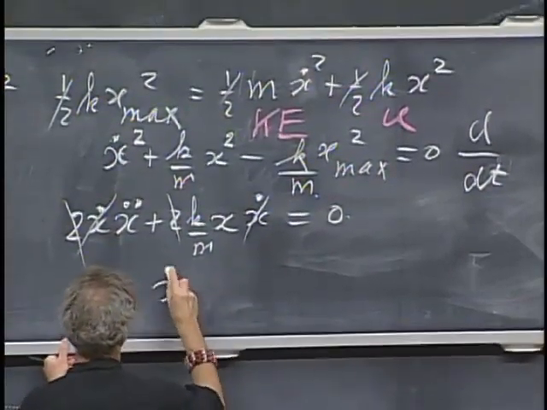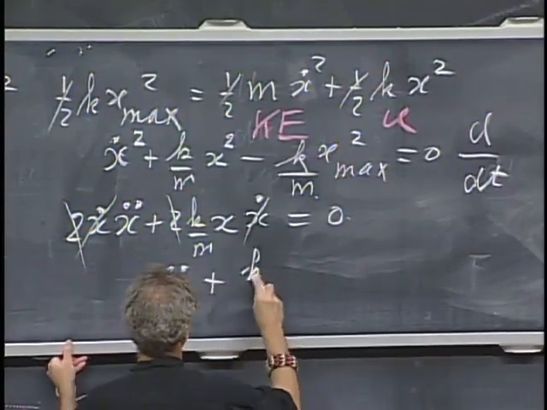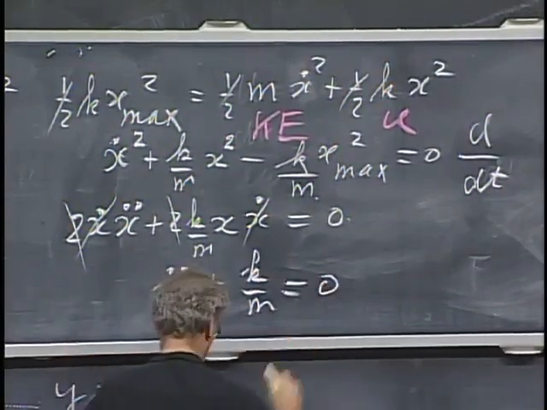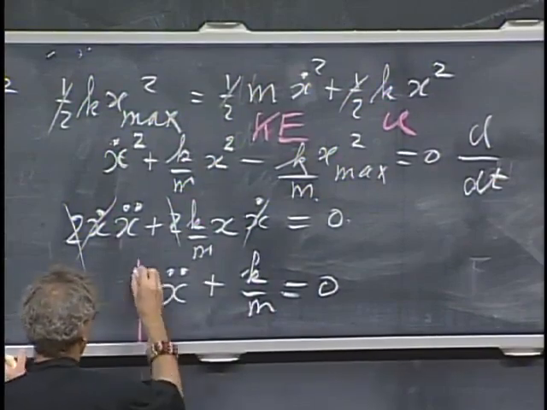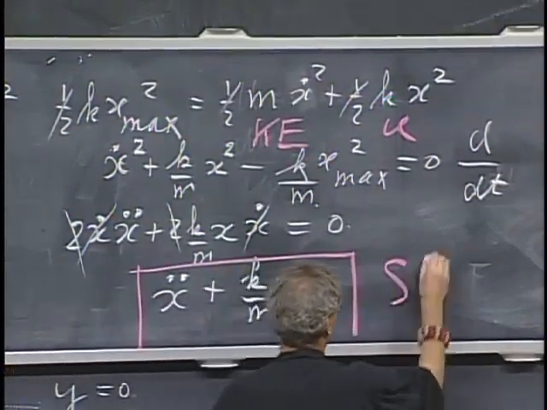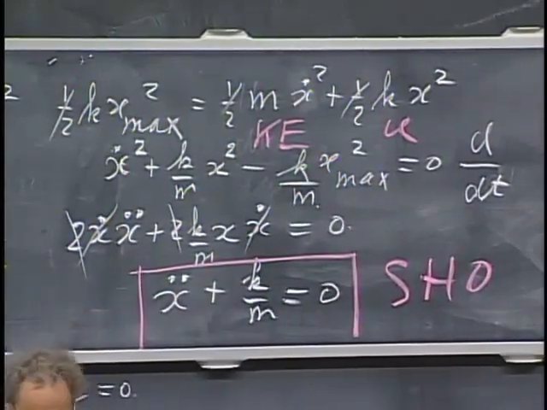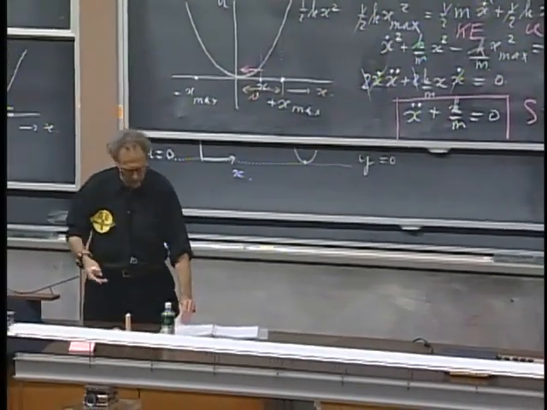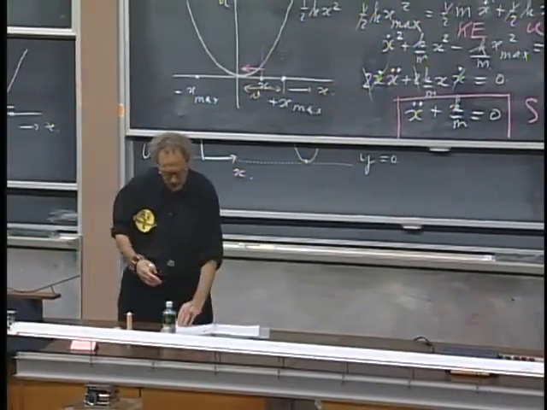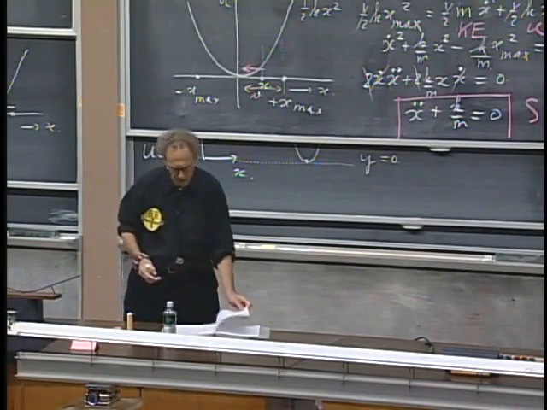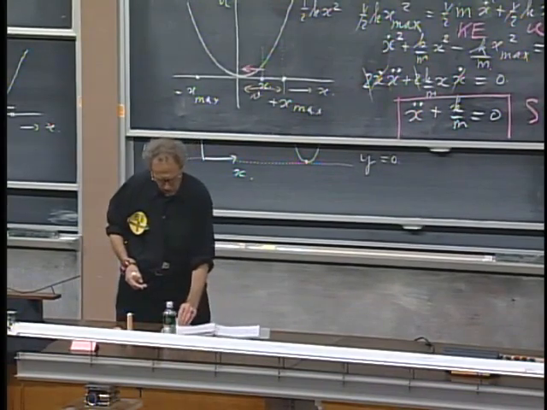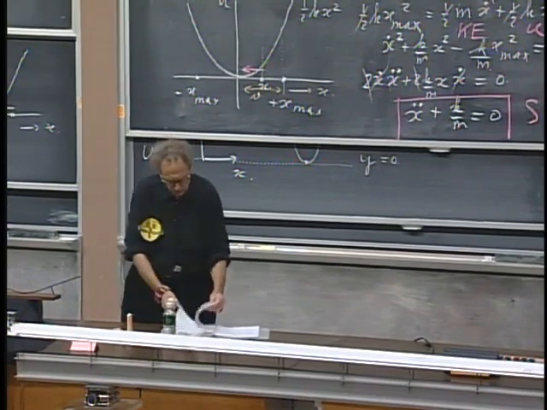And what do I find? x double dot plus k over m x equals 0. And this makes my day, because I know this is a simple harmonic oscillation. You've seen this equation before. We derived it in a different way. We didn't use forces today. We only used the concept of mechanical energy, which is conserved.